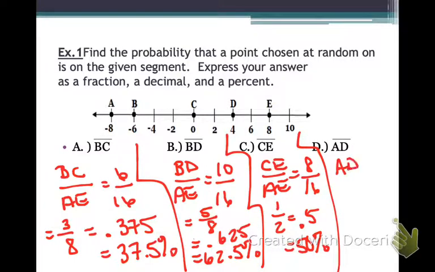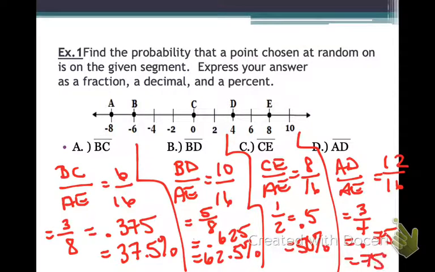And the last one, AD over AE. So how long is it from A to D? Well, that's 12 units long over the 16. Simplify. Decimal. Percent. Remember, when you change a decimal to a percent, you multiply it by 100 or move your decimals 2 places to the right.